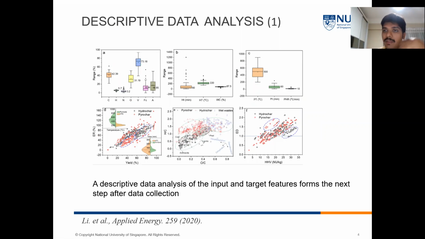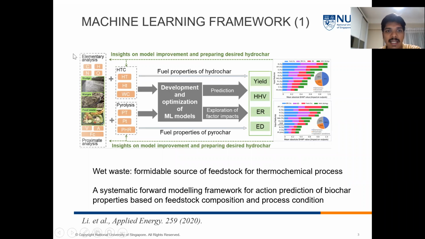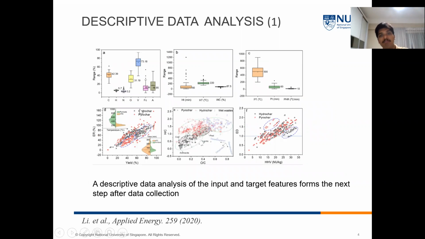So following that, the first step, as I did mention, is all the data collection process. We sourced 64 papers and had about 300 data points to build our model. And even before building our model, what we tried was to do a descriptive analysis of all our input features and target features.